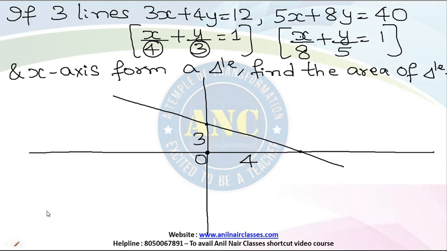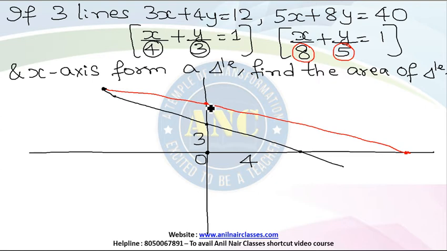Similarly, 5x plus 8y is equal to 40 is the second equation. X by 8, x-intercept is 8, y by 5, y-intercept is 5 is equal to 1. That means x by 8, it is 8 units here. Y by 5, 5 may be somewhere here, right? So if I join these 2 points, then I will get the second line. If I continue dragging like this, probably these 2 lines will meet at some point. We will see where it will meet after some time.